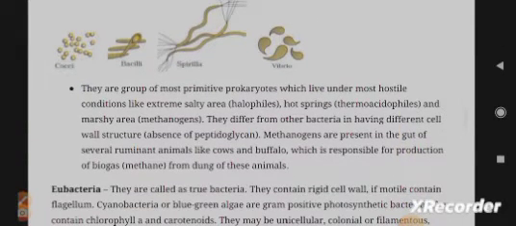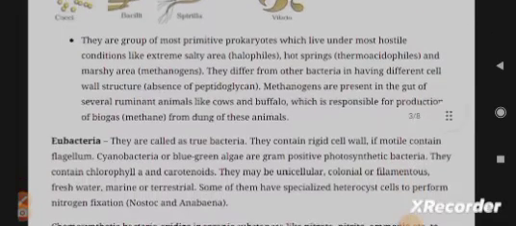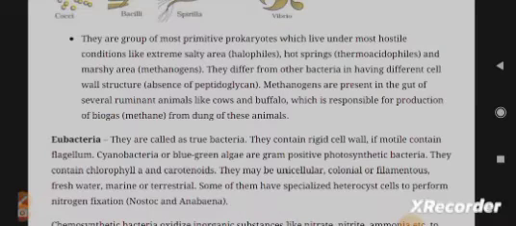Coccus is spherical, bacilli are rod-shaped, spirillum is spiral or coil-shaped, and vibrio is comma-shaped. Archaebacteria are a group of the most primitive prokaryotes which live under most hostile conditions, like extremely salty areas (halophiles), hot springs (thermoacidophiles), and marshy areas (methanogens). They differ from other bacteria in having a different cell wall structure, with an absence of peptidoglycan.